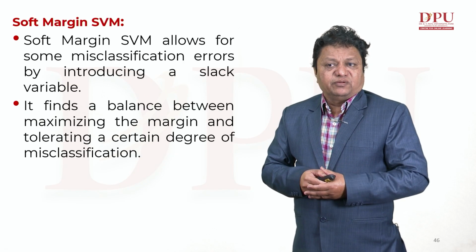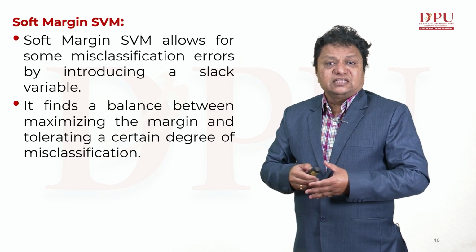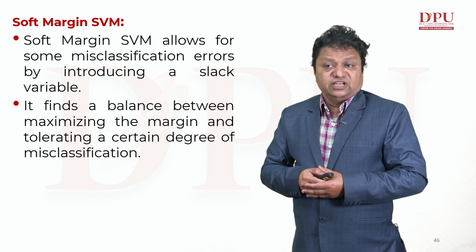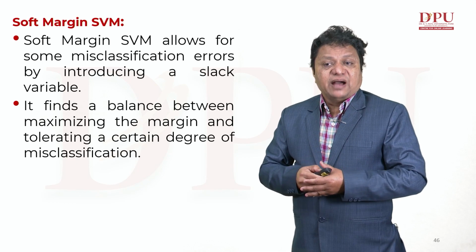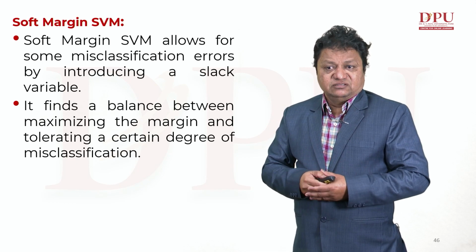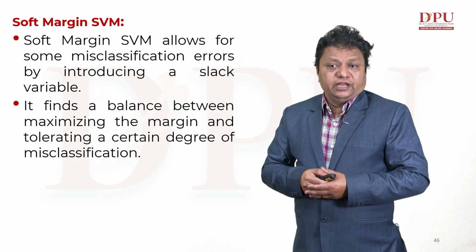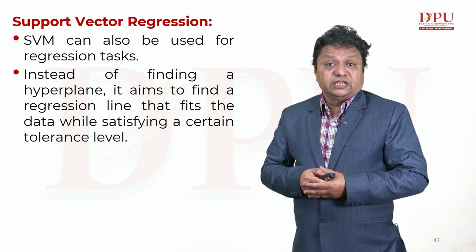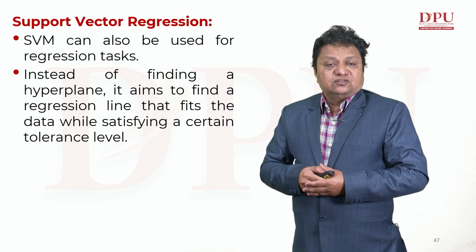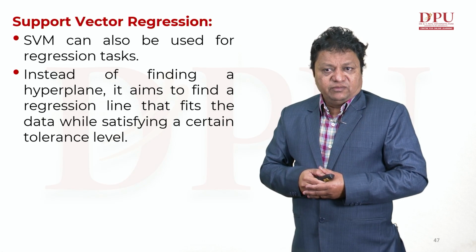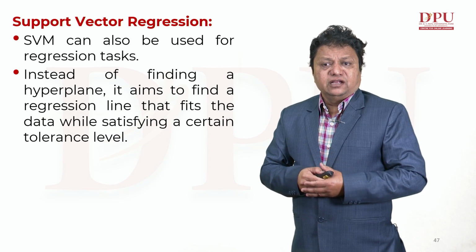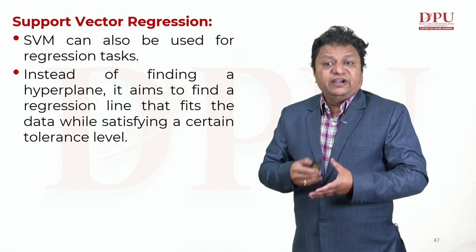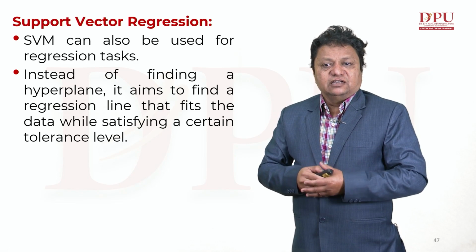Now, let us understand the soft margin SVM. The soft margin SVM allows for some misclassification errors by introducing a slack variable. It finds a balance between maximizing the margin and tolerating a certain degree of misclassification. Now, let us understand the support vector regression. SVM can also be used for solving regression problems, that is regression tasks. Instead of finding a hyperplane, it now aims to find a regression line that fits the data while satisfying a certain tolerance level.